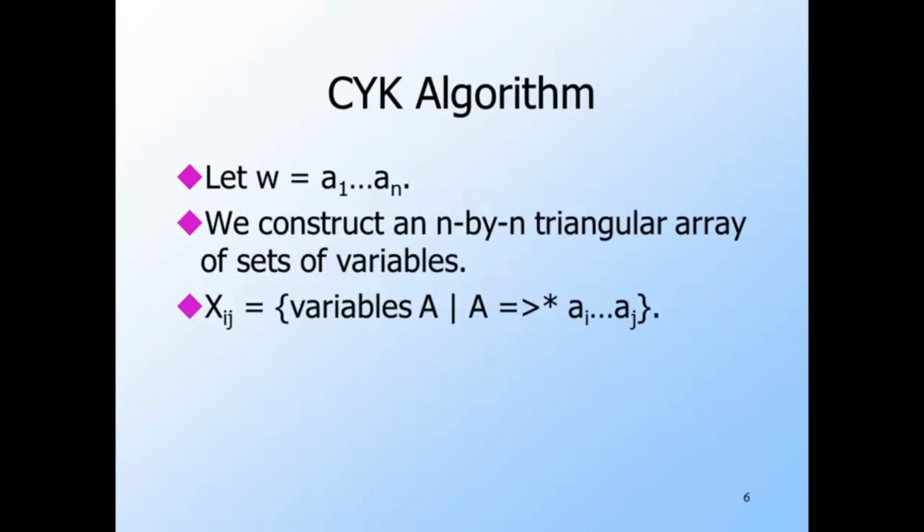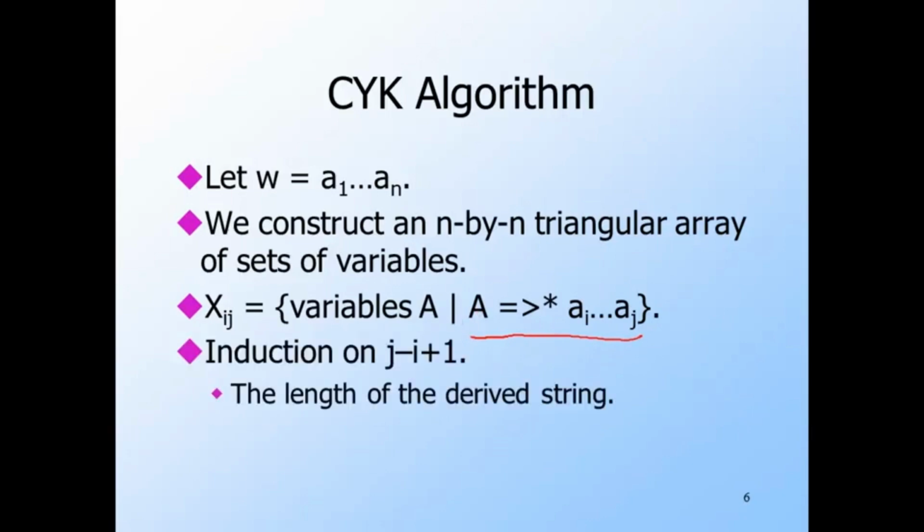The set X_ij, which will be in position ij, where i is less than or equal to j, is intended to be the set of variables A that derive the substring of the input starting at position i and ending at position j. That is this. We'll use an induction to fill the table. The induction is on the length of the string derived, which is j minus i plus 1.